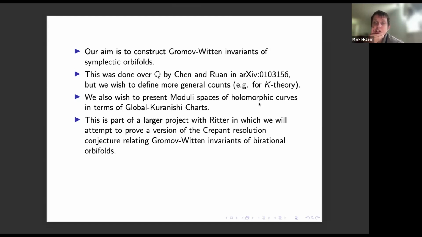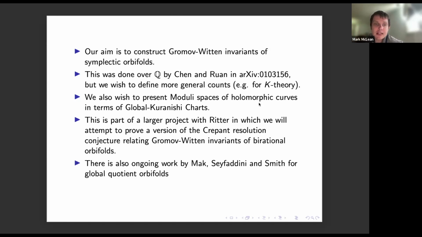This is also part of a much larger project with Alex Ritter. Our aim was to prove a very weak version of the Crepant resolution conjecture. But that requires setting up a bunch of tools, and we wanted to do it in this particular way. So that's part of a very big project which will take a while to complete, and this is the first step.